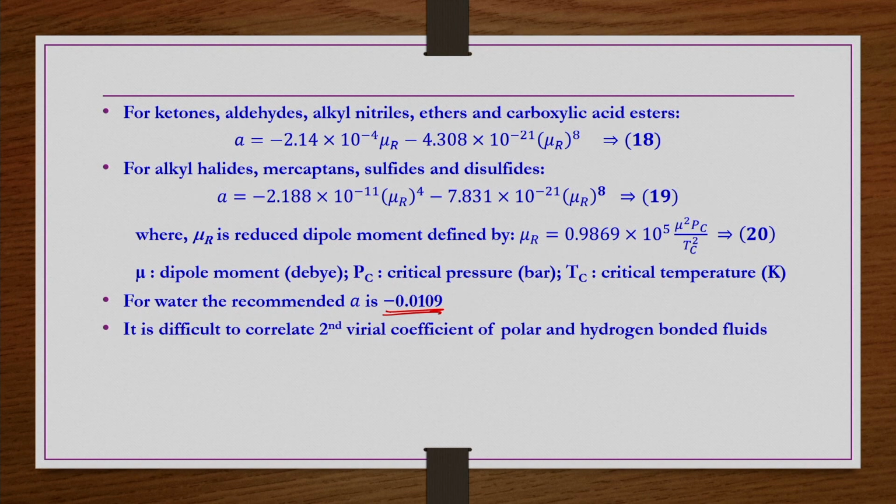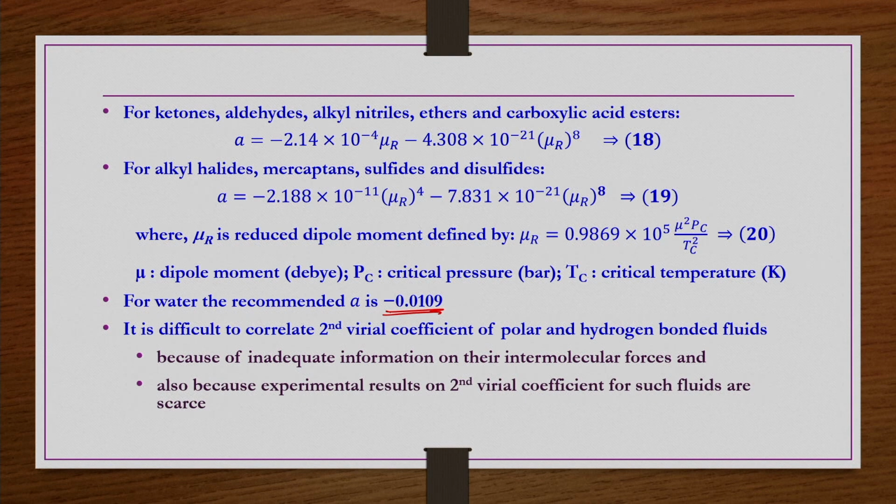It is difficult to correlate second virial coefficients of polar and hydrogen bonded fluids in general, because first, there is inadequate information on their intermolecular forces, and also experimental results on the second virial coefficient of such polar and hydrogen bonded fluids are very scarce. That is the reason it is difficult to find the second virial coefficient for polar and hydrogen bonded fluids.